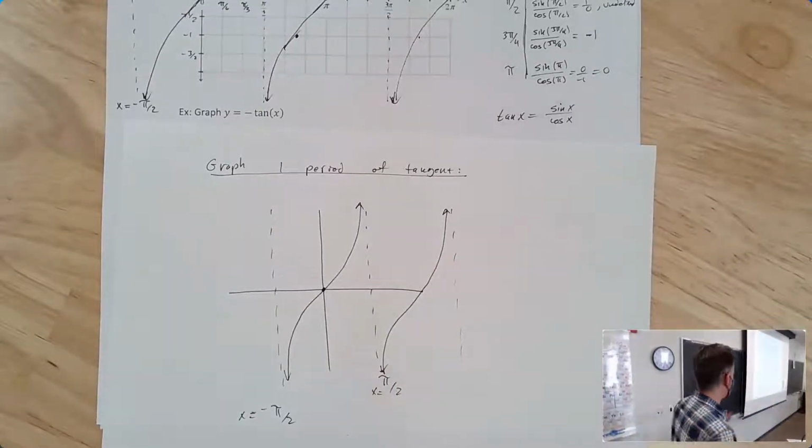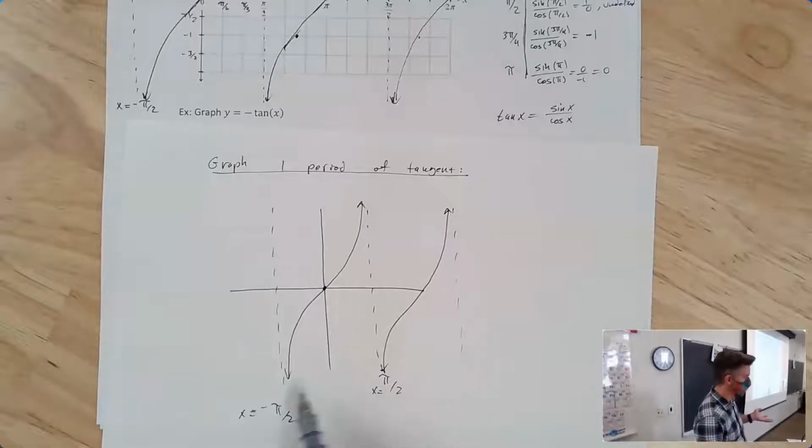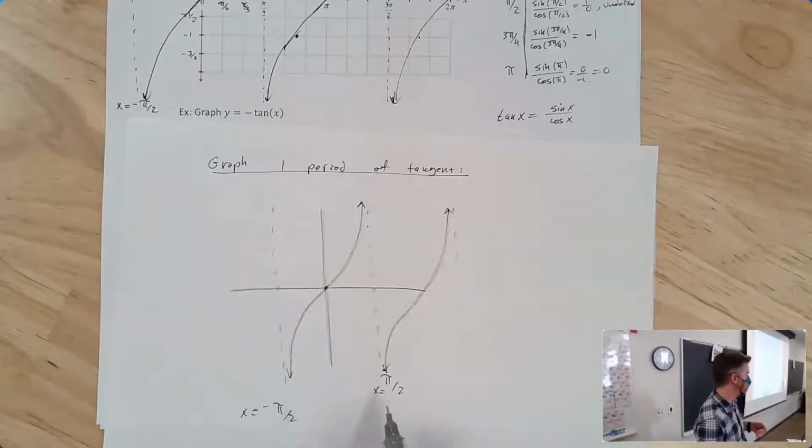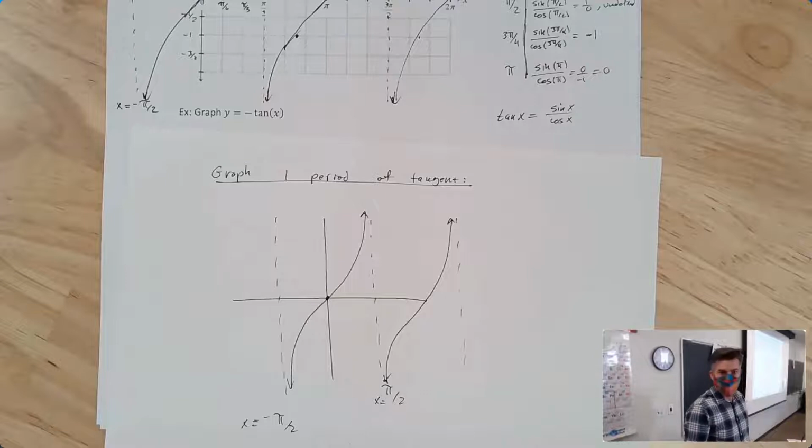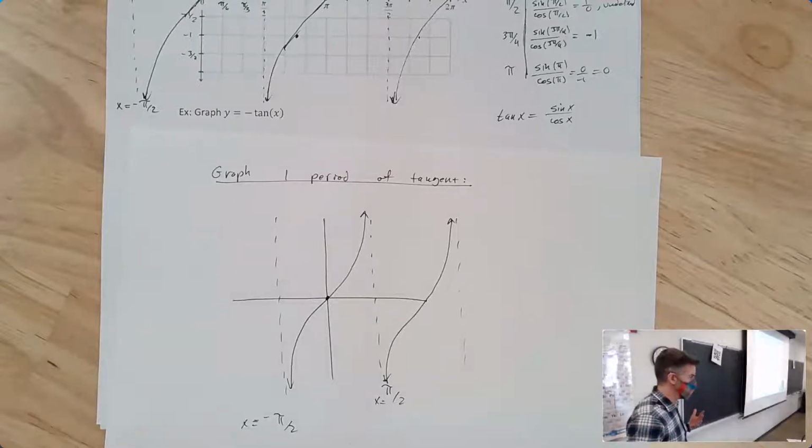So if anyone ever wants to draw one period of tangent, this is the usual period of tangent people draw, from negative pi over 2 to pi over 2. I agree. So someone asked, is tangent basically x cubed?